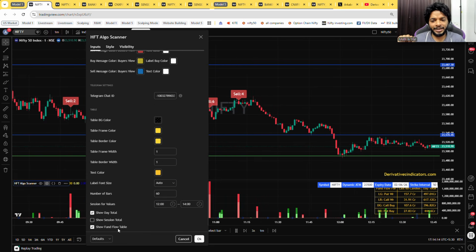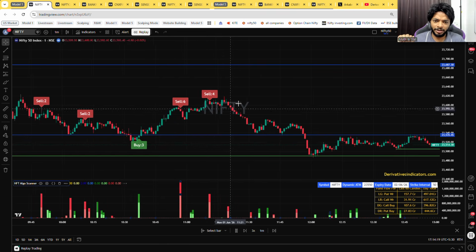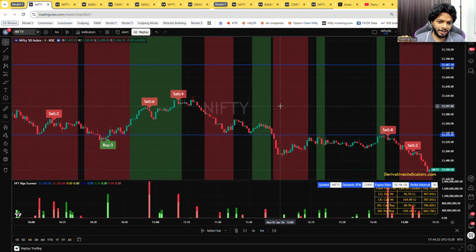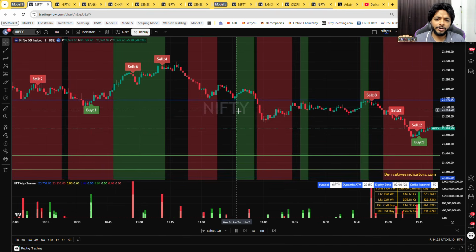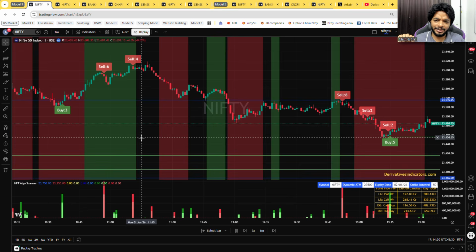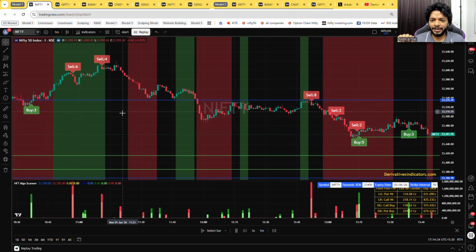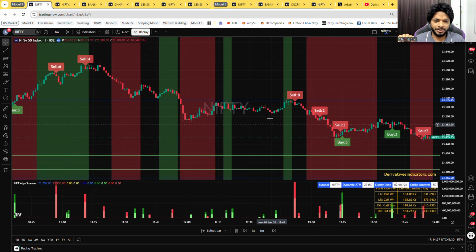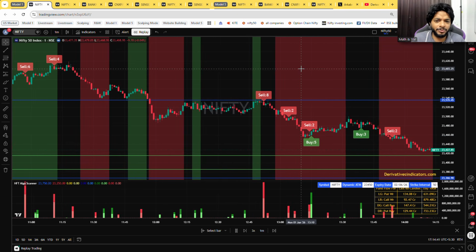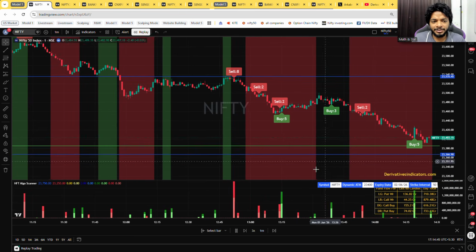Not only that, you can also have a background color if you want, which shows the overall trend in the market or trend of the chart. You will see that there are gaps here. Those gaps are the neutral zones. The red one is the bearish, and the green ones are the bullish. So that is the thing.